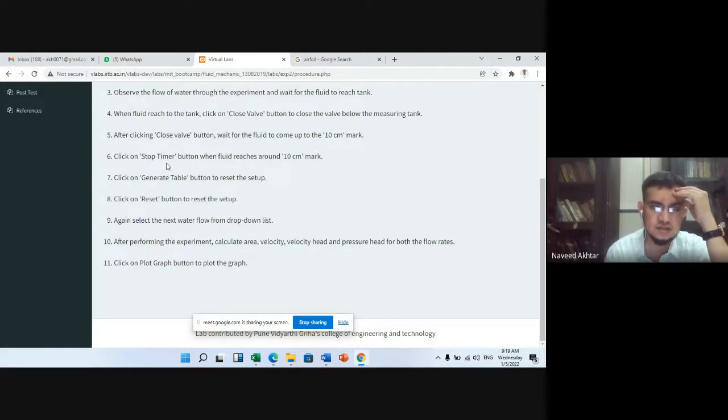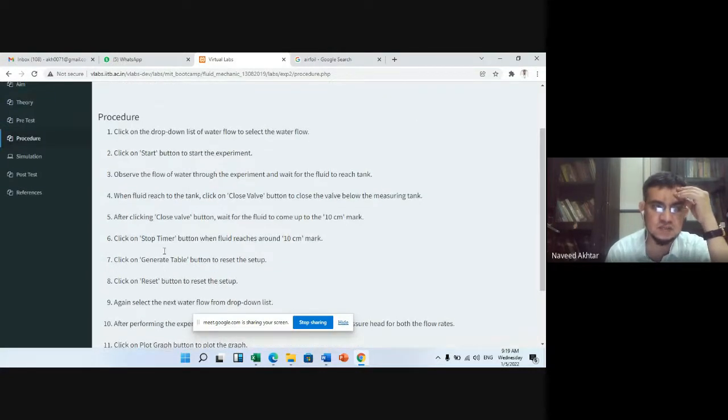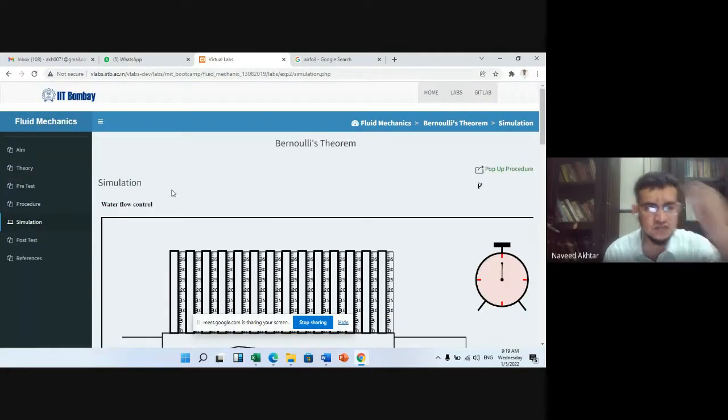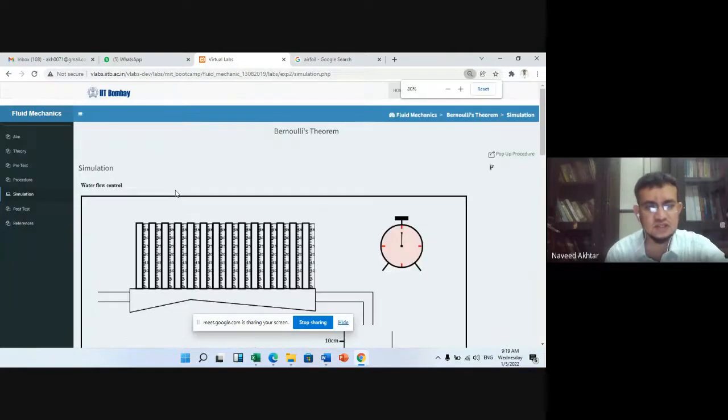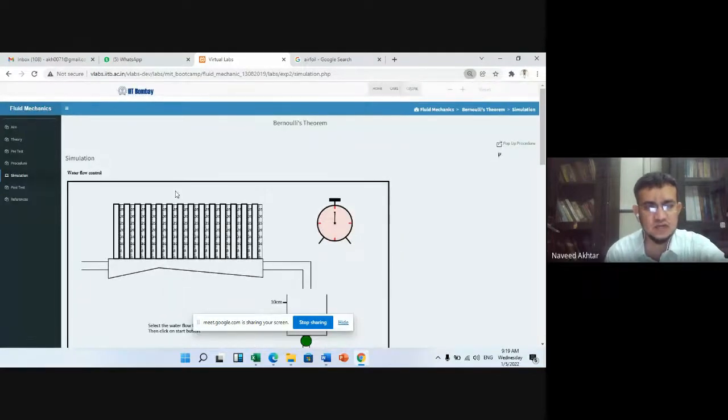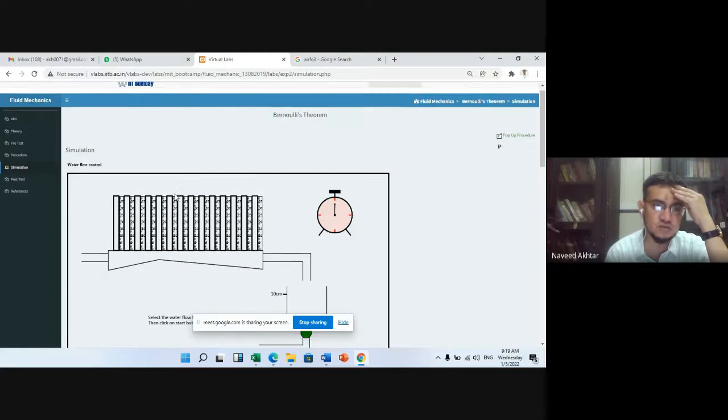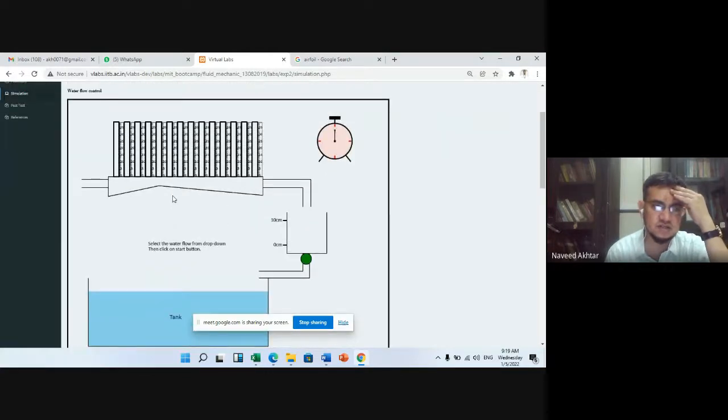And then again, you can perform the same experiment. So how to perform? We will go for the simulation. And you can perform that carefully, please. Very carefully, you can see this experiment I'm performing. So that you will perform and send me the screenshot after the performing, so that I will come to know that you have performed the experiment, and the screenshot should be recorded.